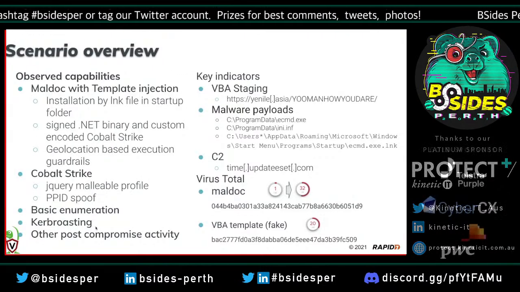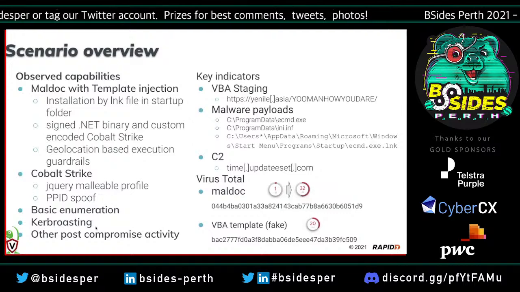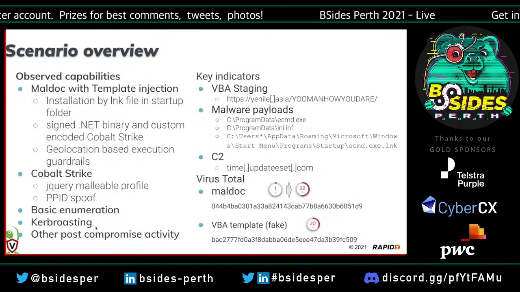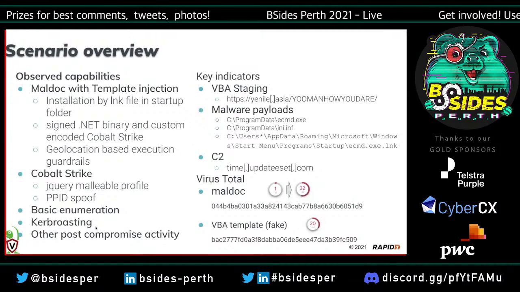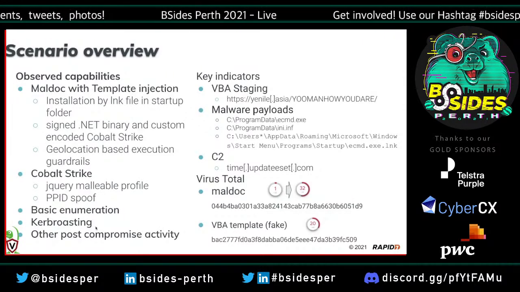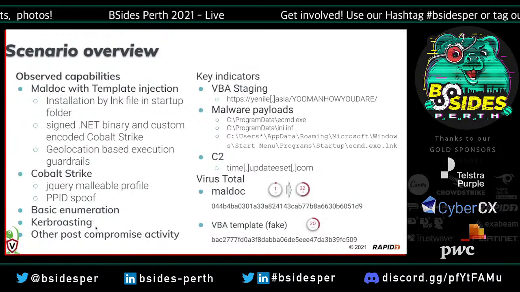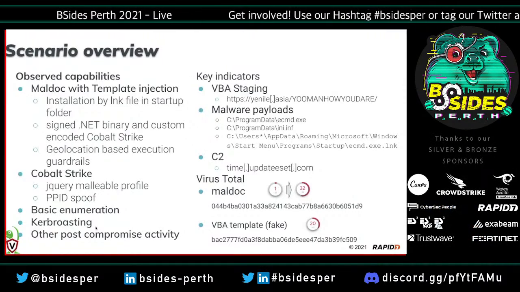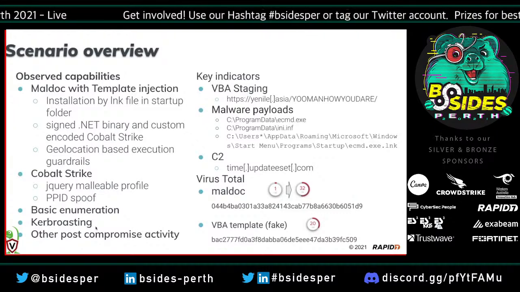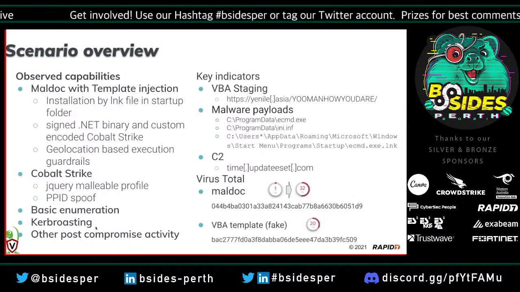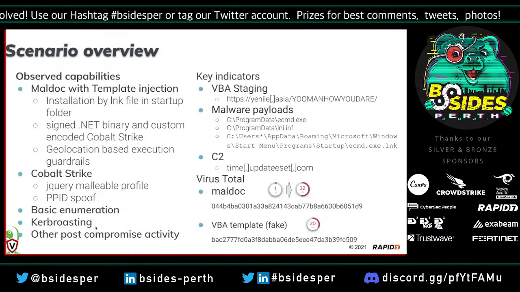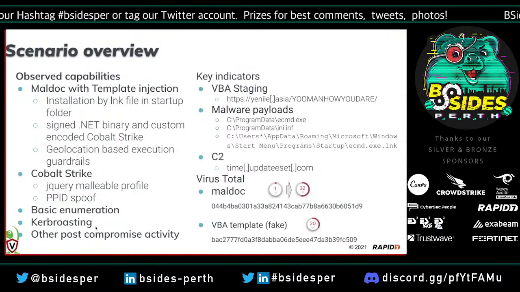The actual payload itself is sideloaded by a signed binary, a custom encoded Cobalt Strike. And if you're interested in looking at the sample, I've added the hash there in the VirusTotal section. I've also added my fake template with embedded payloads in there. If you want to check it out, there are some markers there that you can tell it's me, to make it easy. The key indicators that we're going to use are on the top right-hand side. So we're going to search and discover this particular threat out there.